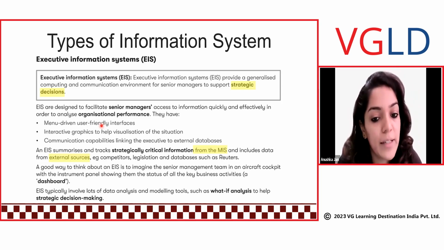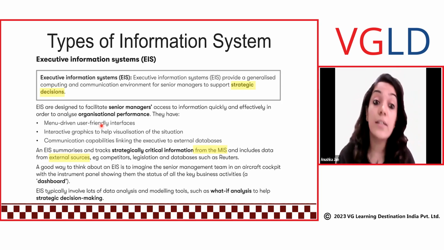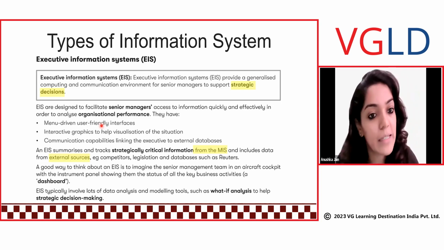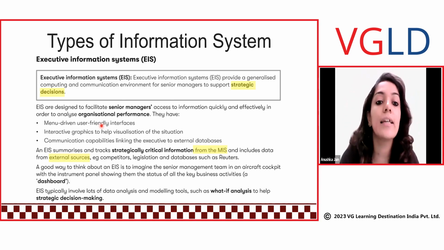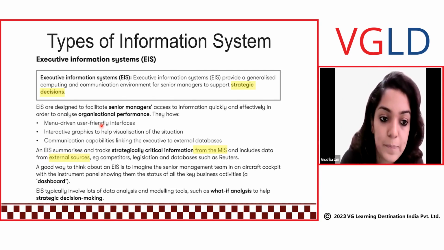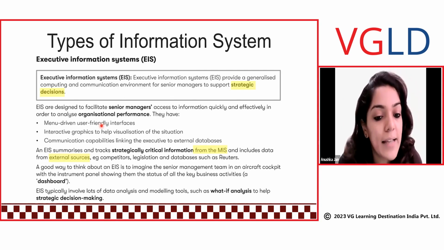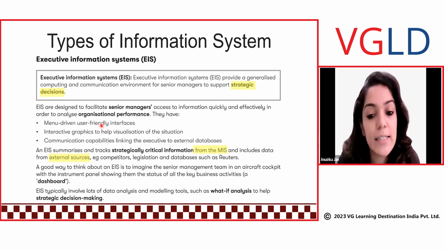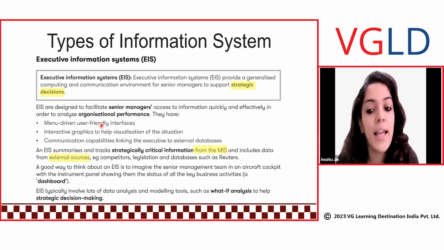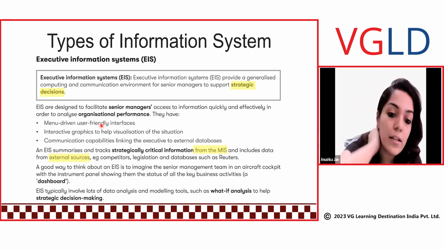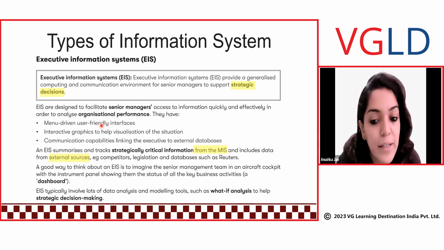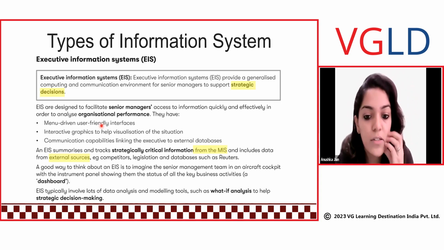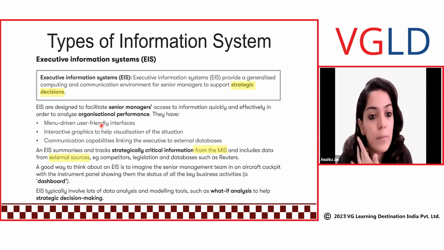Next, communication capabilities linking the executives to external databases. So if they want to get some external insights, they can click on the necessary things, and that level of communication capability should be there in their information systems. EIS summarizes and tracks strategically critical information from the MIS and includes data from external sources, for example, competitors, legislation, and databases such as Reuters. So it's like a news agency. You should be able to get all of the information in a single click.